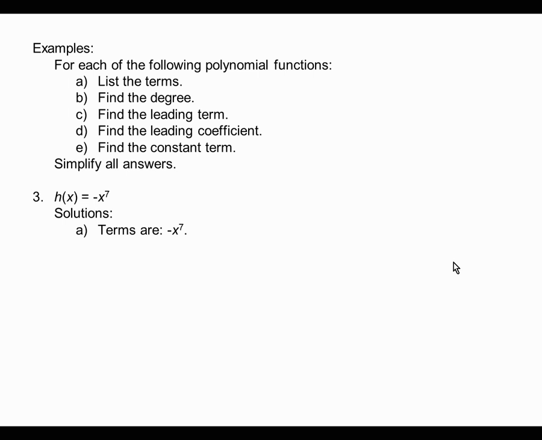And then in part B, the degree. The degree is the largest exponent on a variable. The largest exponent on a variable is 7. So our degree equals 7. Part C, the leading term. There is only one term, so the leading term is negative x to the 7th power.